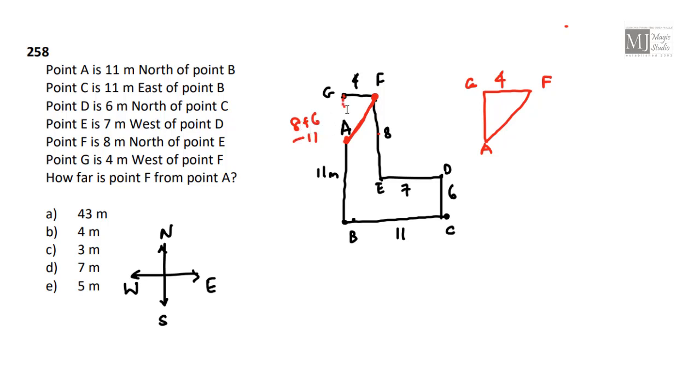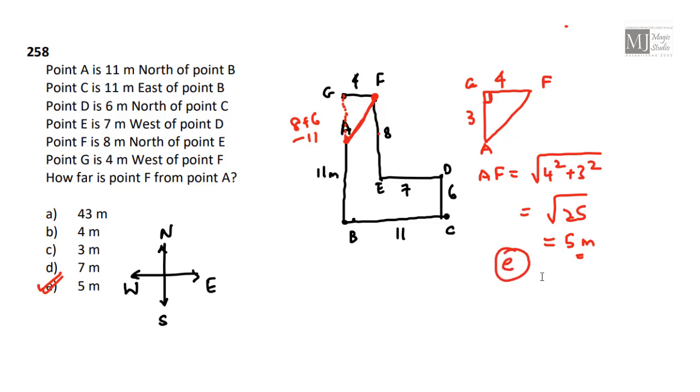minus 11, that is 14 minus 11, that is 3 meter. Now, since this is a right angle triangle, AF is root over 4 square plus 3 square. 16 plus 9 is 25. Root 25 will give us 5 meter. F is 5 meter away from A, that is the shortest distance between A and F. A distance or a direction diagram always helps. Option E fits in.